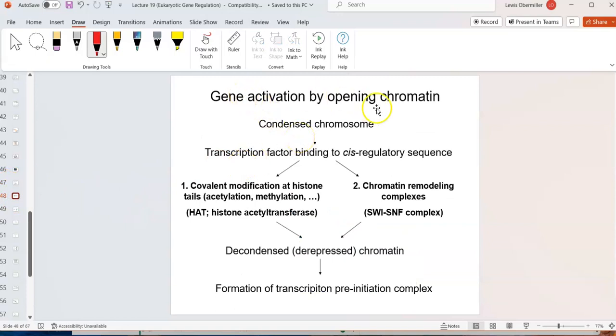Okay, so we can turn on and off genes by remodeling the chromatin. We can condense the chromatin to turn off a gene and relax the chromatin to turn on a gene. Remember, these transcription factors are going to bind to a cis regulatory sequence. Remember, cis elements are DNA sequences, and then this would be a trans element.